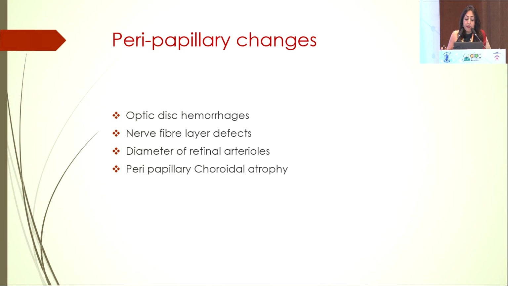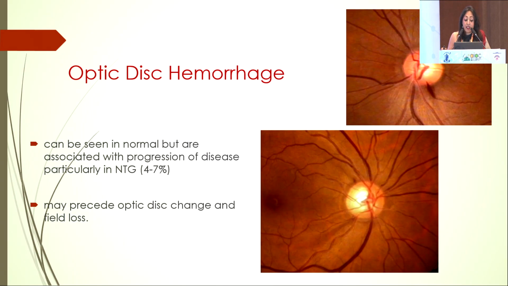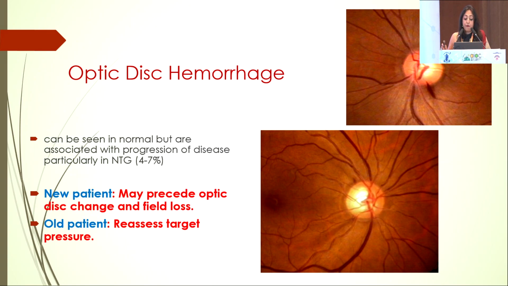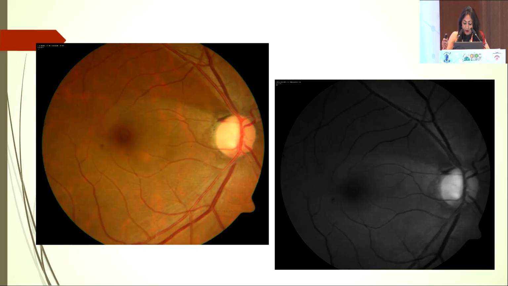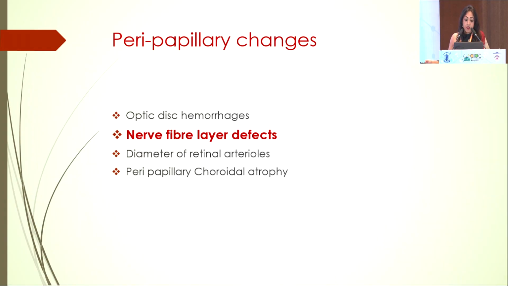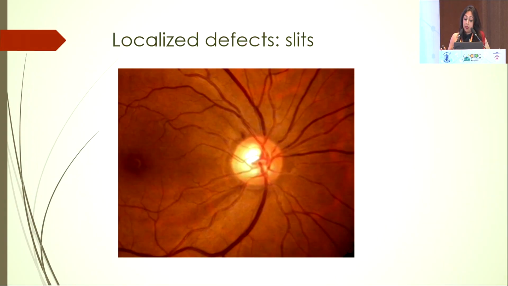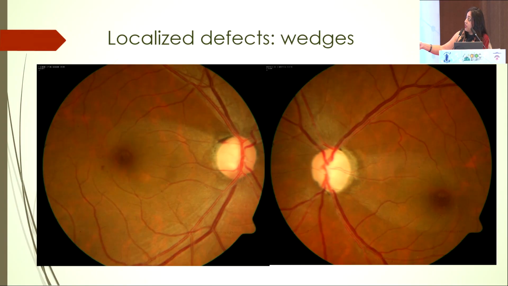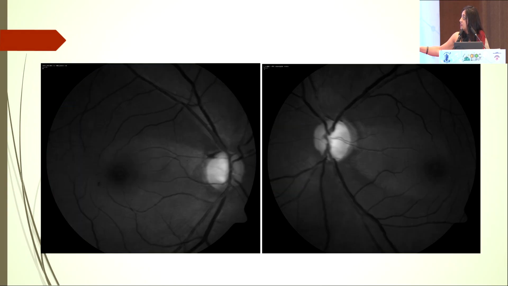Coming to the peripapillary changes, we may have optic disc hemorrhage, which may precede an optic disc change or a field loss. If it's a new patient, it may precede the changes. If it's an old patient, you may need to reassess the target pressure. Many a times it's very small. You actually have to actively look for the hemorrhages. Nerve fiber defects may be localized, may be broad, wedge shaped like this, or may be diffuse like this.